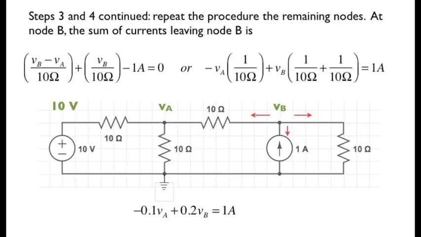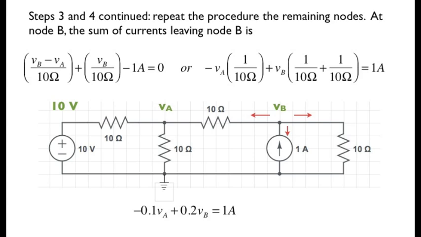We continue our process then by applying steps 3 and 4 to the remaining nodes. In this case, that is the remaining node, singular, node B. The algebraic sum of the currents leaving node B is quantity V sub B minus V sub A over 10 ohms plus V sub B over 10 ohms minus the 1 amp from the current source.